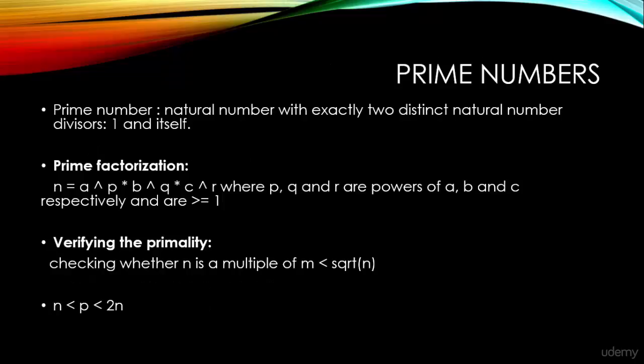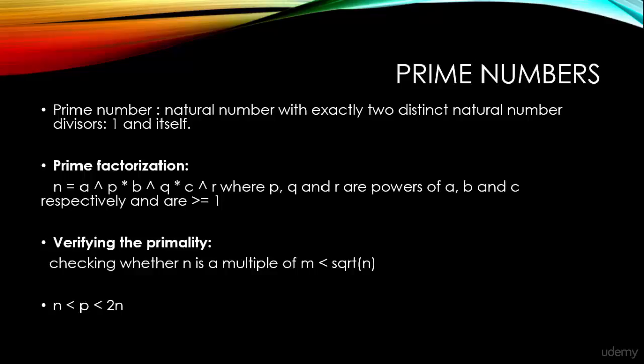Prime numbers. A prime number is a natural number with exactly two distinct natural number divisors, 1 and itself. Otherwise, a number is called a composite number. Therefore, 1 is not a prime, since it has only one divisor, namely 1. A number n greater than 1 is prime if it cannot be written as a product of two factors a and b, both of which are greater than 1. N is equal to ab.